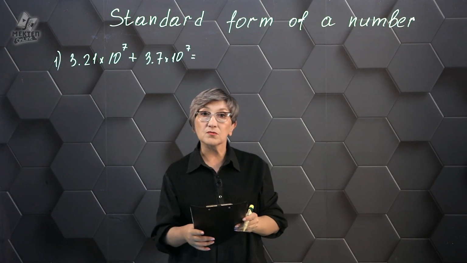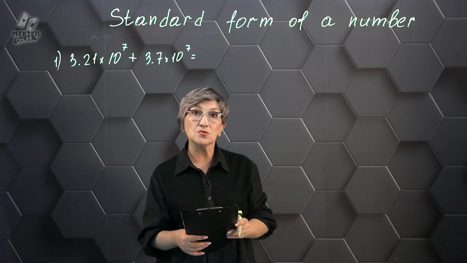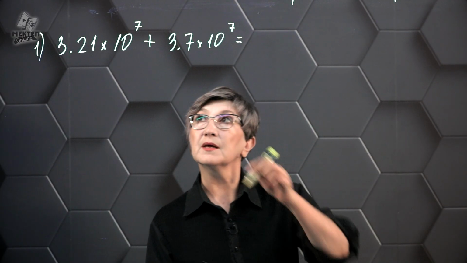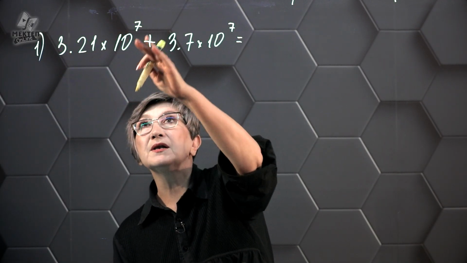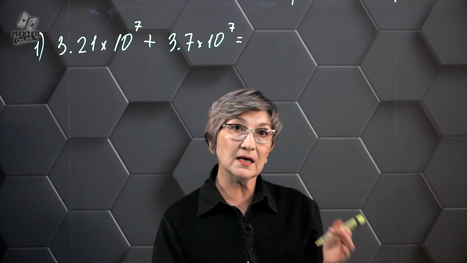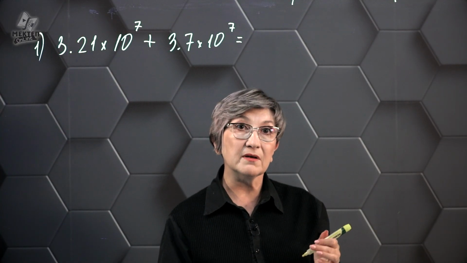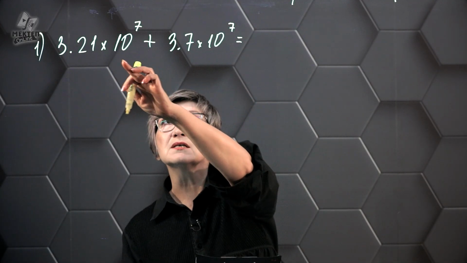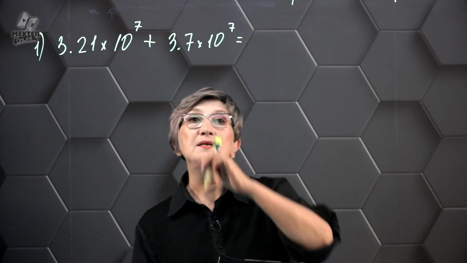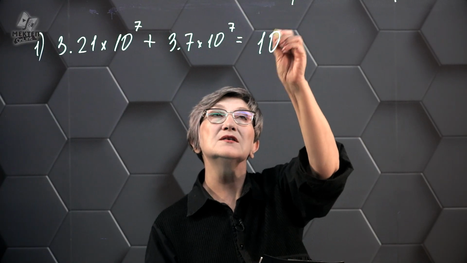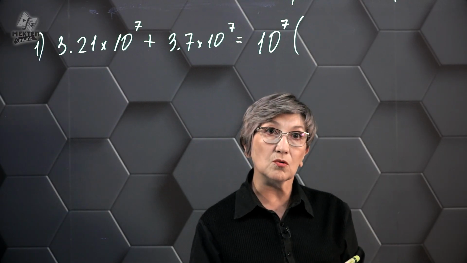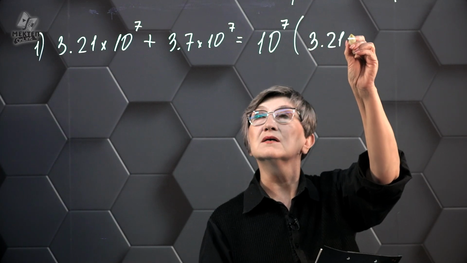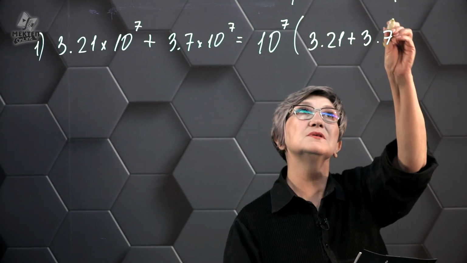Please note that in our case, we need to find the sum. Therefore, I need to transform this expression. Of course, I could rewrite it. I could convert this number from standard form to ordinary form, but that's not very convenient. So, if we see the same exponents, we can factor 10 to the power of 7 out of the brackets. And then inside the brackets, we'll have 3.21 plus 3.7.